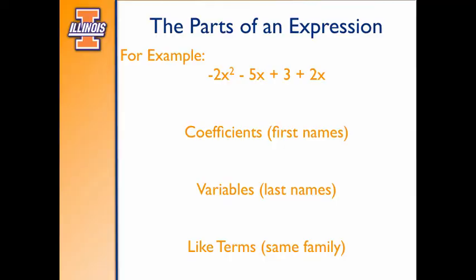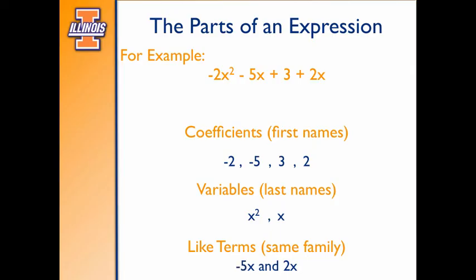So let's look at a different expression. Negative 2x squared minus 5x plus 3 plus 2x. Let's first figure out all of the coefficients, or the first names. We have negative 2, negative 5, 3, and positive 2. Now let's talk about variables, last names. We have two different unique last names. We have x squared and x. And remember, 3 doesn't have a last name, so it's part of the constant family.